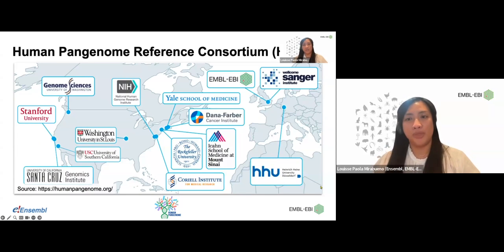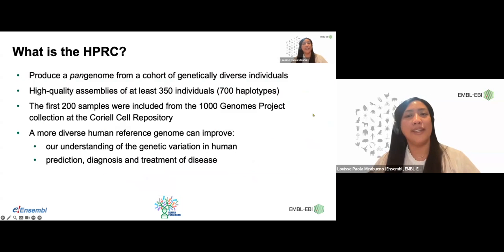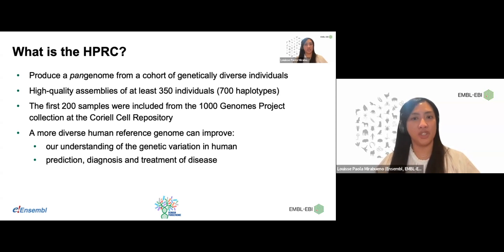The Human Pangenome Reference Consortium, or HPRC, is a huge collaboration between major institutes across the Western Hemisphere, one of which is Ensembl's European Bioinformatics Institute, of which Ensembl is part. The goal of the HPRC is to produce a pangenome from a cohort of genetically diverse individuals. So the aim is to generate high quality assemblies for at least 350 individuals, so 700 haplotypes.